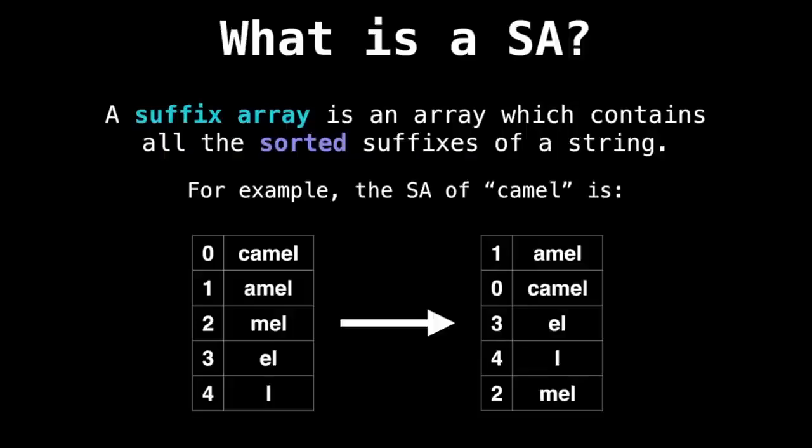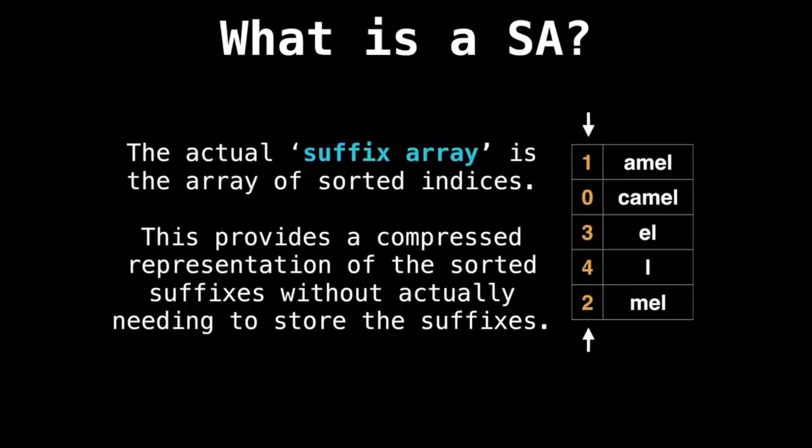On the left, I constructed a table with all the suffixes of camel and the indices of where that particular suffix started in the string camel. Then, on the right-hand side, I sorted all the suffixes in lexicographic order in a table. The actual suffix array is the array of sorted indices highlighted in orange.